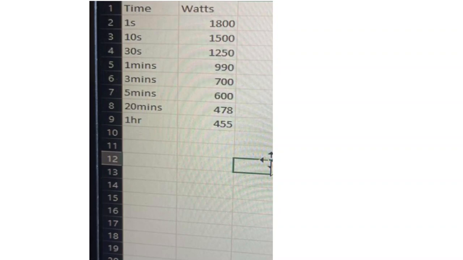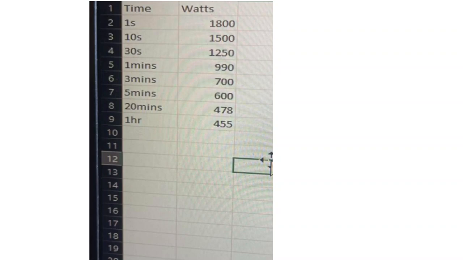I'll also quote in watts per kilo, which is assuming he's 78, which I think is what people say he is, so 23 watts per kilo for 1 second. 10 seconds, 1500, again, pretty solid. I believe these are probably rounded figures because they're not to the exact number, but nonetheless, a rough ballpark. 10 seconds, 19, so pretty good as well. 30 seconds, 1250. A minute, 990.